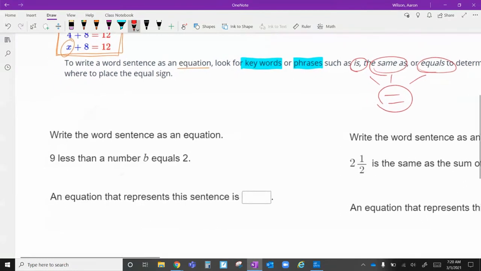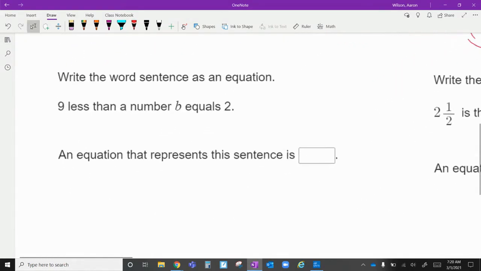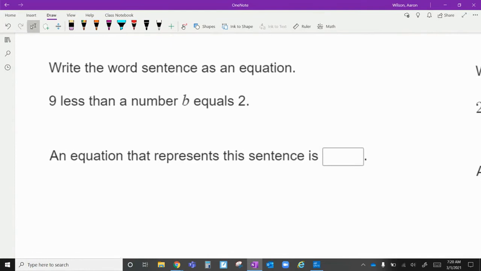Okay, so we're going to go ahead and start with the first one, which is a pretty simple, basic one. It says, write the word sentence as an equation. They're not asking us to solve anything. They're not asking us to figure out any math. It's just turn what I say out loud, 9 less than a number b equals 2, into an equation.